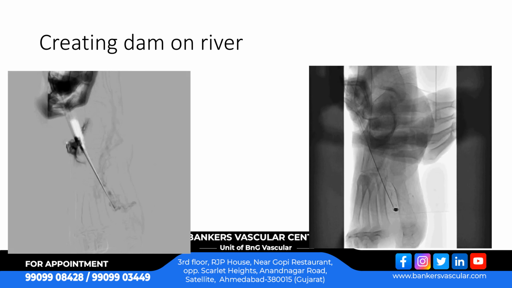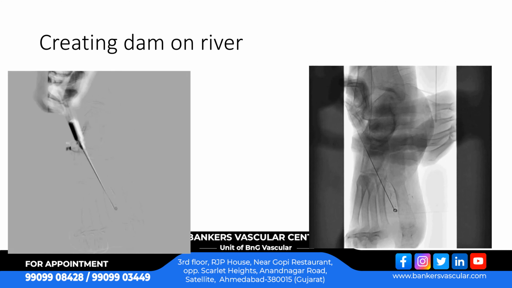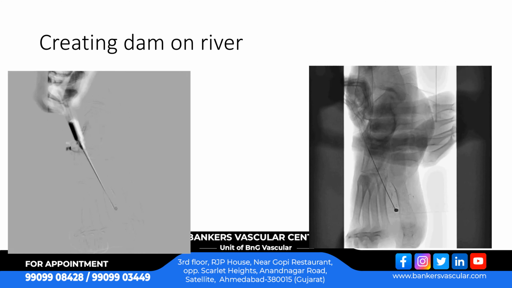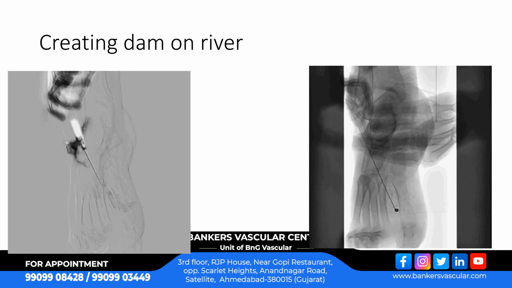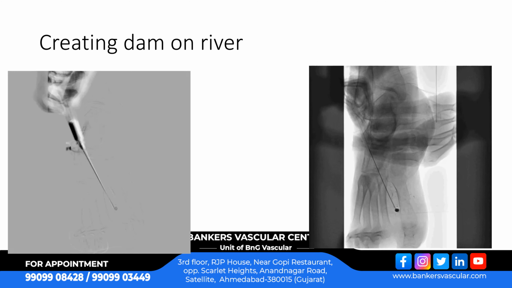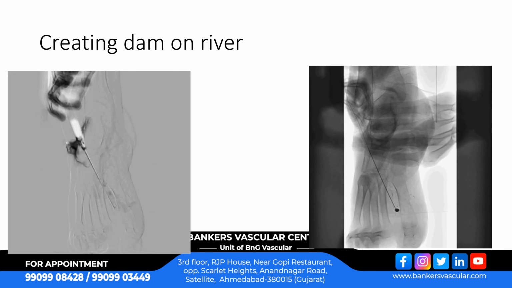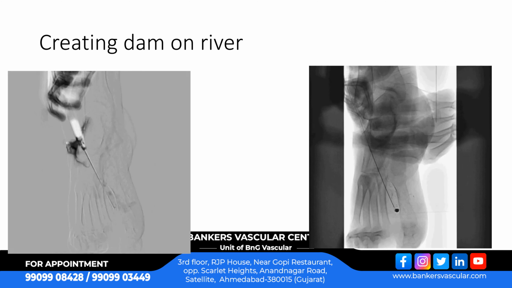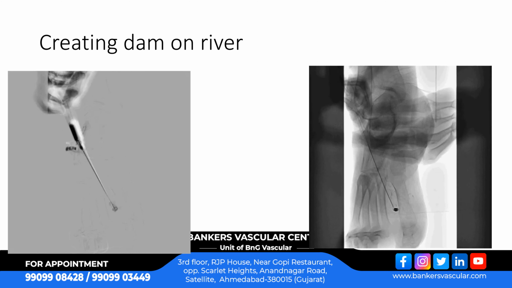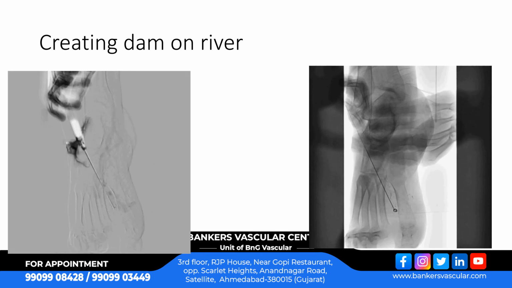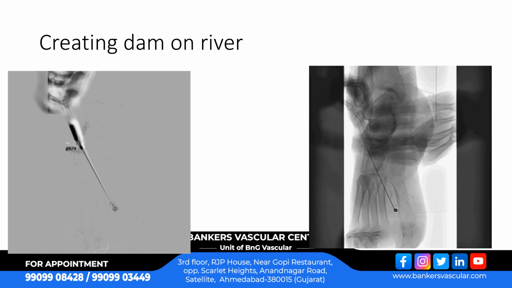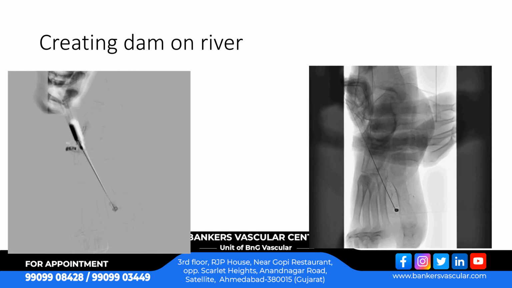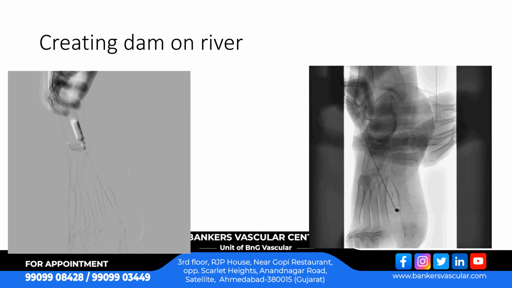For proper insertion of the coil, we have to judge how many coils are required to block this nidus. Exactly, the coil should be inserted into the outflow tract so we can convert the high flow into slow flow. So this is how I create a dam in the river by injecting this coil. The flow of the nidus will reduce, and once I put in sufficient coils, then I can inject the ethanol.